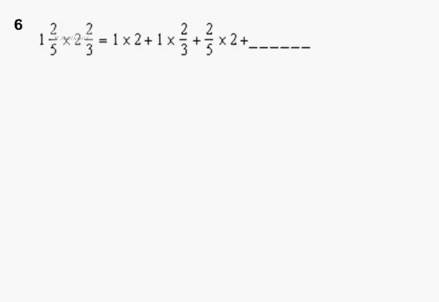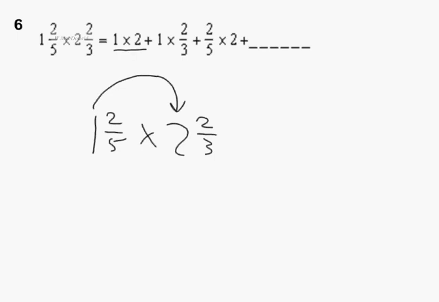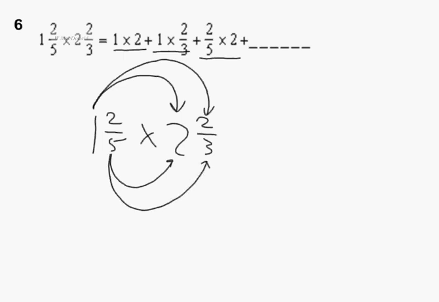Question 6 is your distributive property question. So if I have 1 2/5 multiplied by 2 2/3, that means I have 1 times 2, and I have 1 times 2/3. I have 2/5 times 2, and I have 2/5 times 2/3. And that's best illustrated when we look at that area model for multiplication.